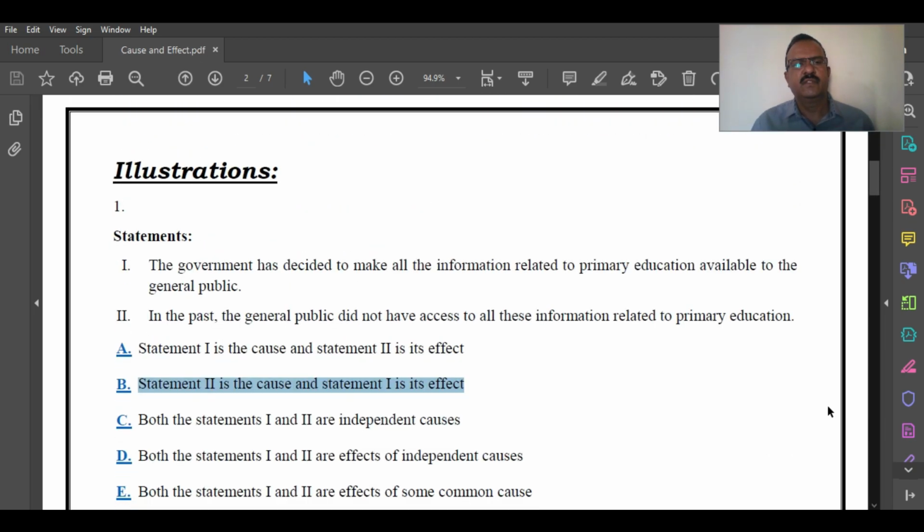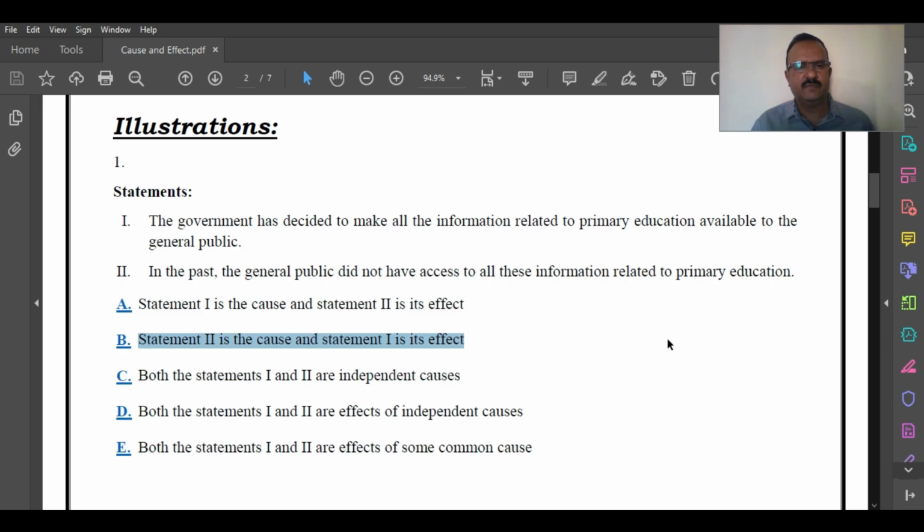Now, I'll start with the first illustration. Number 1. The government has decided to make all the information related to primary education available to the general public. In the past, the general public did not have access to all this information related to primary education. Now, the answer for this is B. The second statement is the cause and the first statement is its effect.